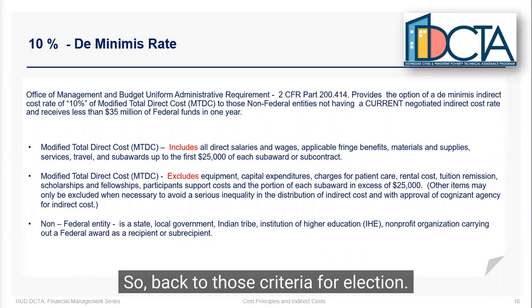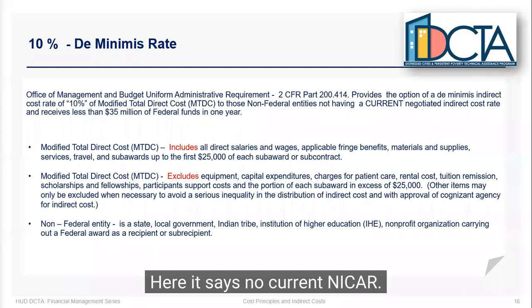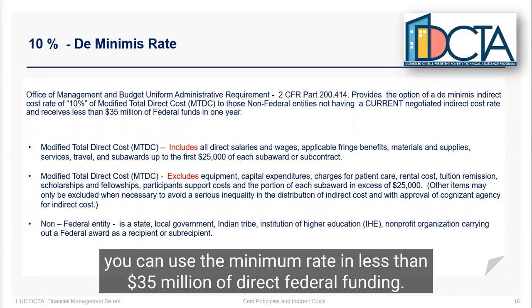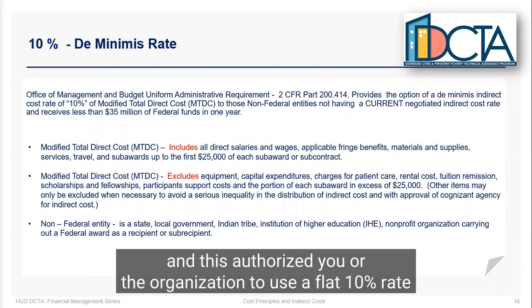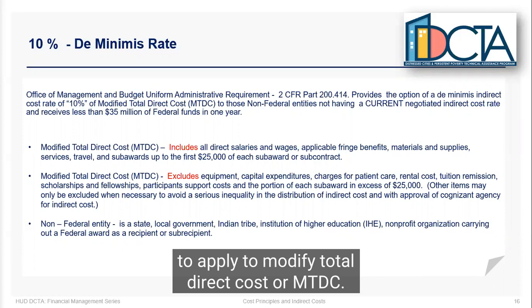So back to those criteria for election. Here it says no current NICRA. If you don't have a current NICRA, and you have less than $35 million of direct federal funding, you can use the de minimis rate. This authorizes the organization to use a flat 10% rate applied to modified total direct cost, or MTDC.